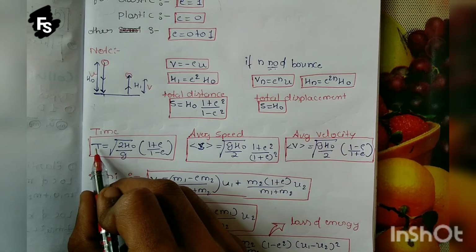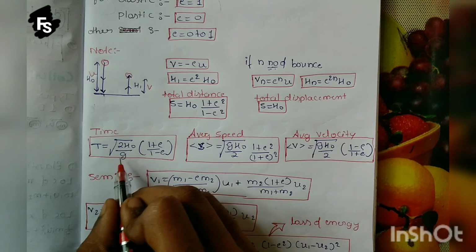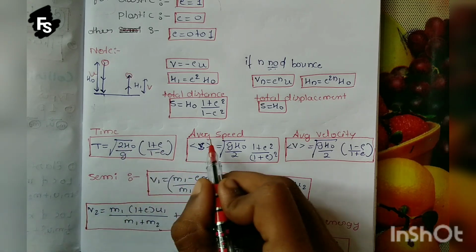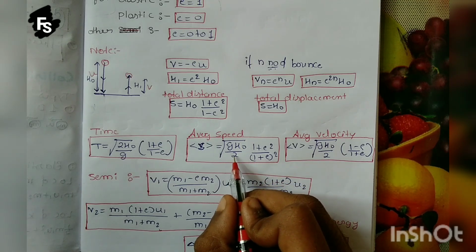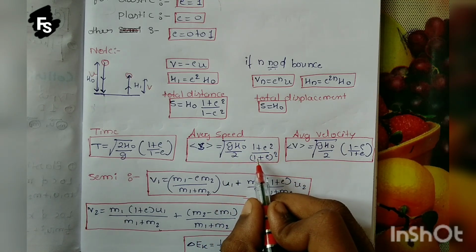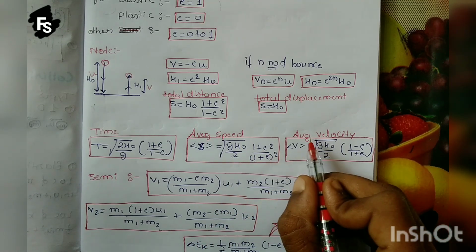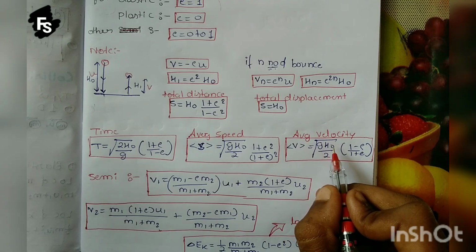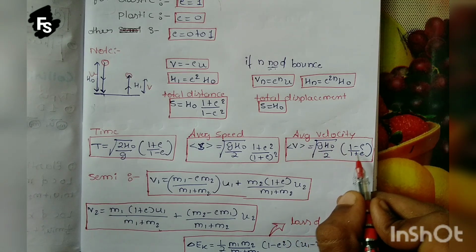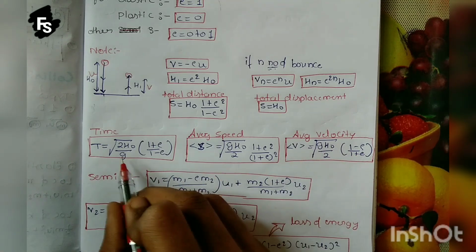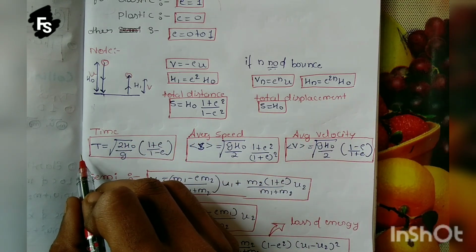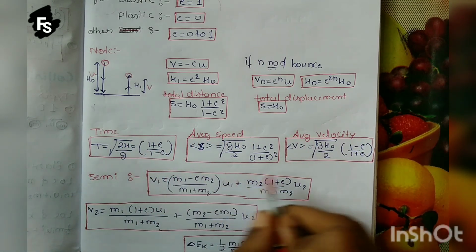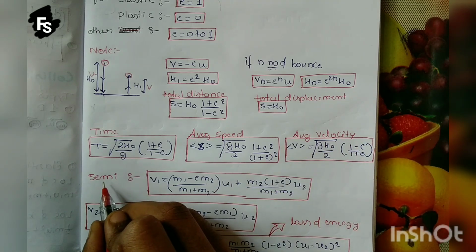Then the total time taken is t equal to root of 2 h0 by g into (1 plus e) by (1 minus e). Average speed is equal to root of g h0 by 2 into (1 plus e square) by (1 plus e) whole square. Then average velocity is equal to root of g h0 by 2 into (1 minus e) by (1 plus e). You have to remember this formula, somewhat complicated, but you have to remember. The derivations behind these are not required.